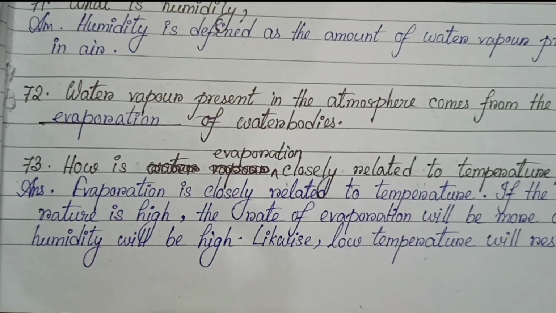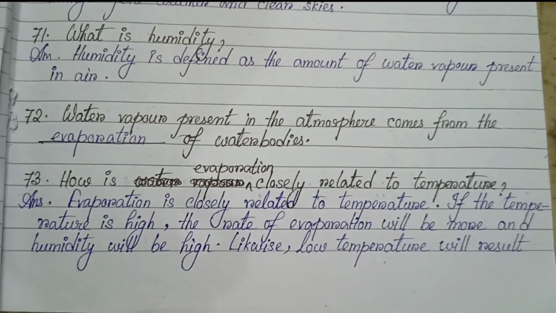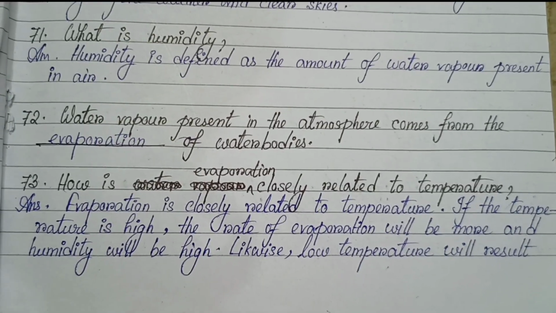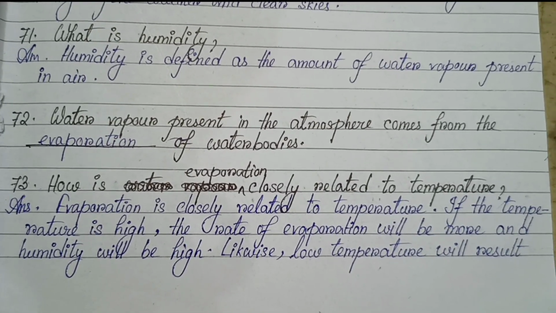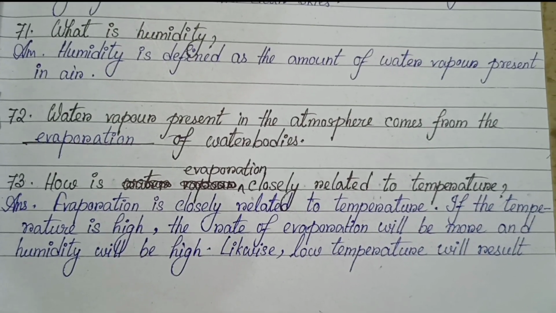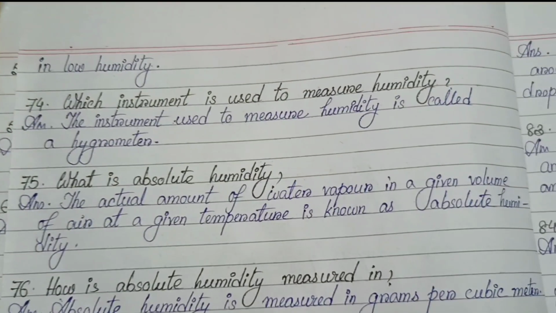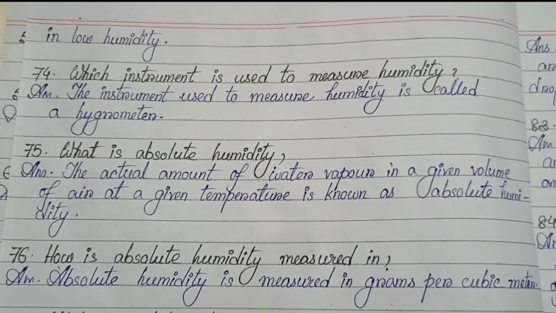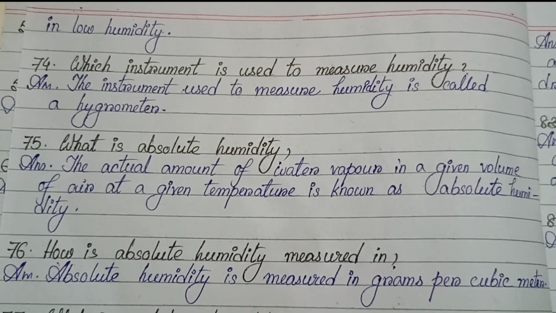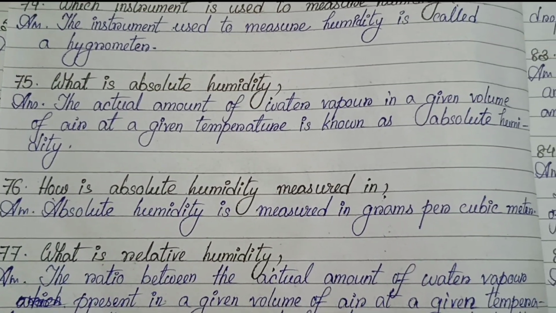Number 73. How is evaporation closely related to temperature? Evaporation is closely related to temperature. If the temperature is high, the rate of evaporation will be more and humidity will be high. Likewise, low temperature will result in low humidity. 74. Which instrument is used to measure humidity? The instrument used to measure humidity is called a hygrometer.